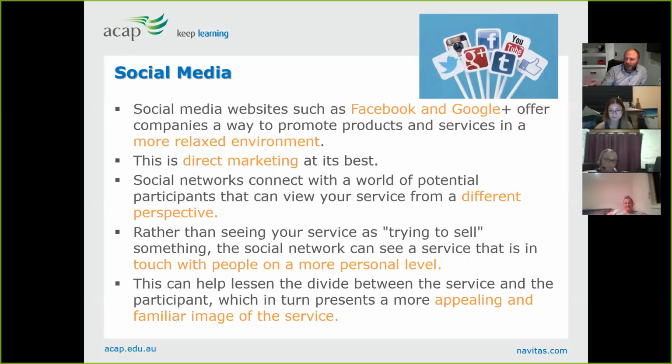So how you use your social media is something that you need to think about, and what platforms of social media. For me, I would look at trying to match my demographic.